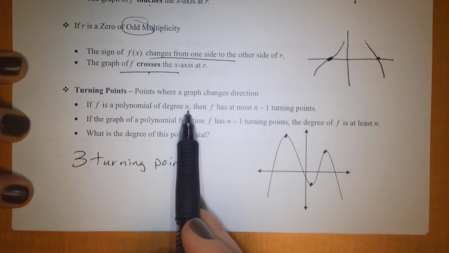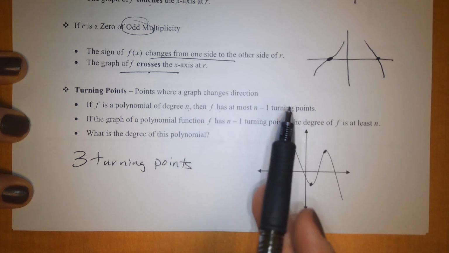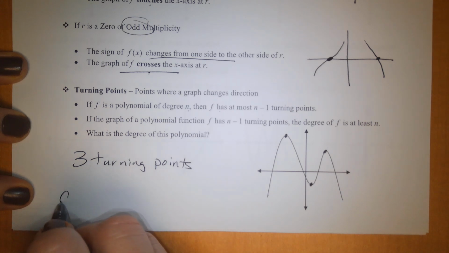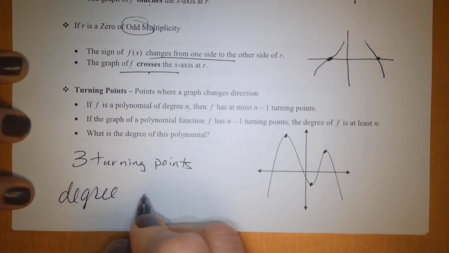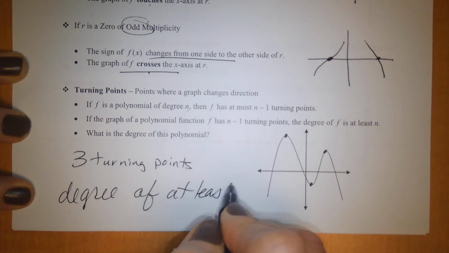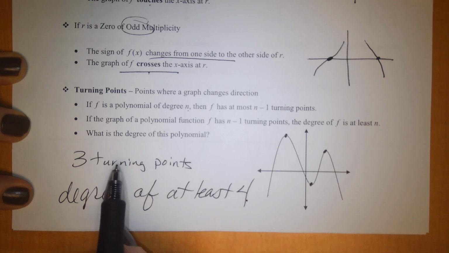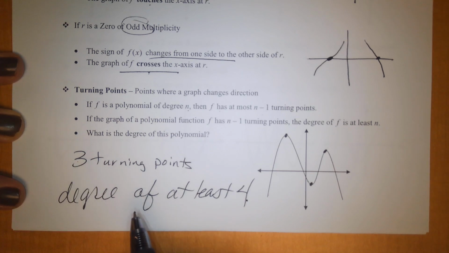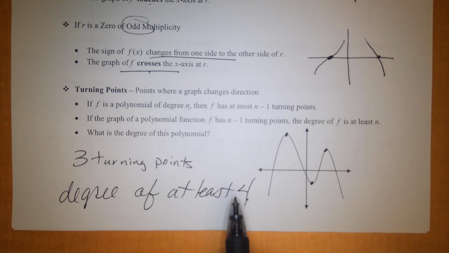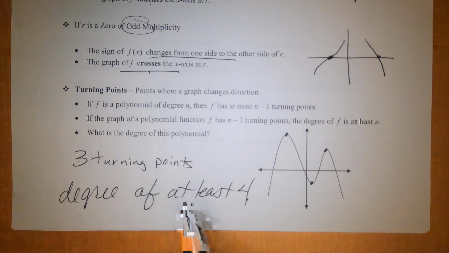But the polynomial of degree n always has 1 less turning points. So that means the total degree of this polynomial could have at least a degree of 4. Because it's always 1 less than the degree is how many turning points you might have. We might have less turning points, but you might have up to that amount. That would be the maximum number of turning points we could have.